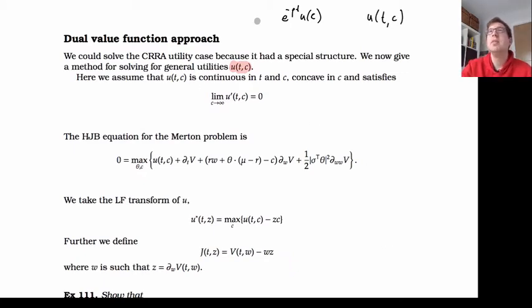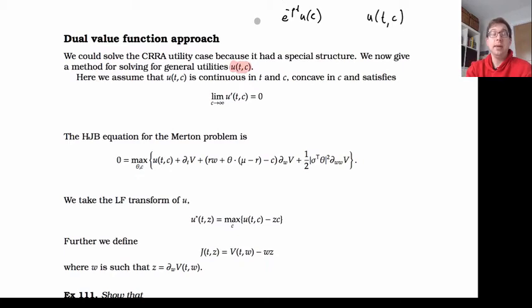And the things that I'm going to assume about that utility function are that it's continuous in t and c, and it's also going to be concave in c. And I'm going to assume it's concave in a way that it's increasing, and there's a limit equal to 0 of the derivative of the utility function. So that's just a bunch of assumptions that make things reasonably safe, but still general, considerably more general than CARA utilities.